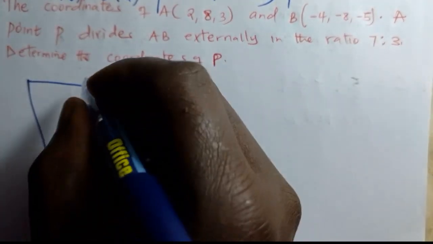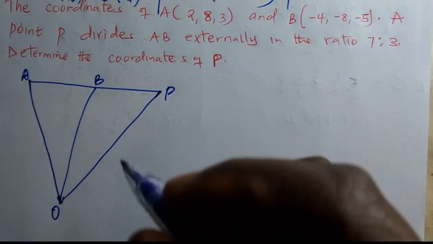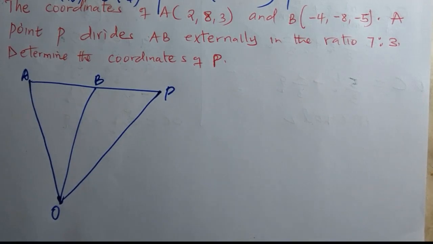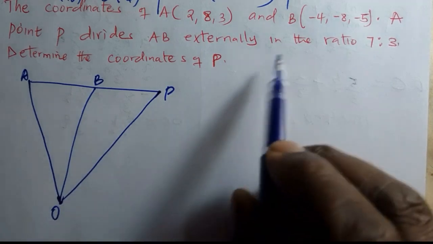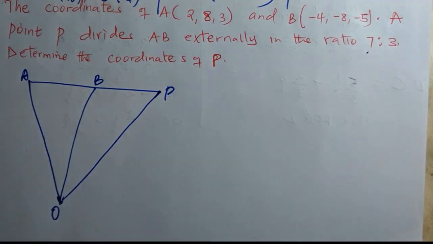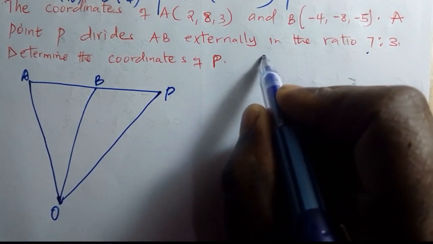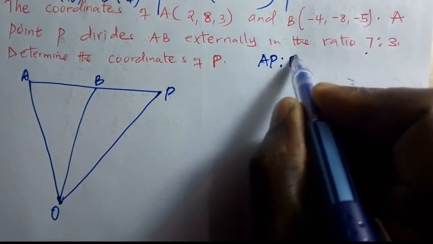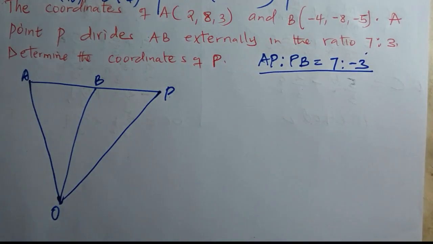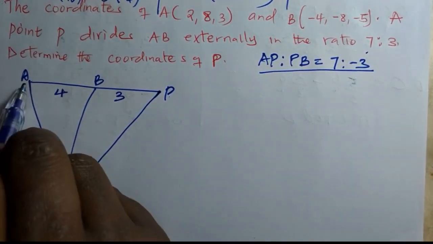So this is B, this is P, and this is A. We have the coordinates of A. This is O. So from A to P is 7 units. From P to B is 3 units. That is minus 3, because this one is the same as AP to PB is equal to 7 to minus 3. Hii inamaanisha hivi. That's what it means. So it means here is 3 units, here is 4 units. That's why from here up to here is 7.